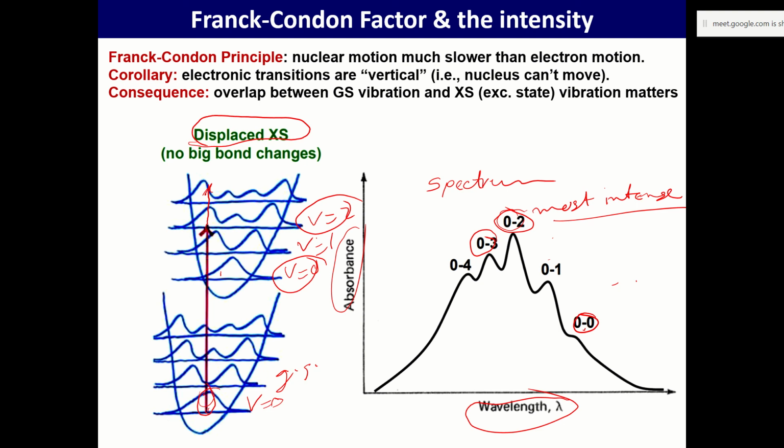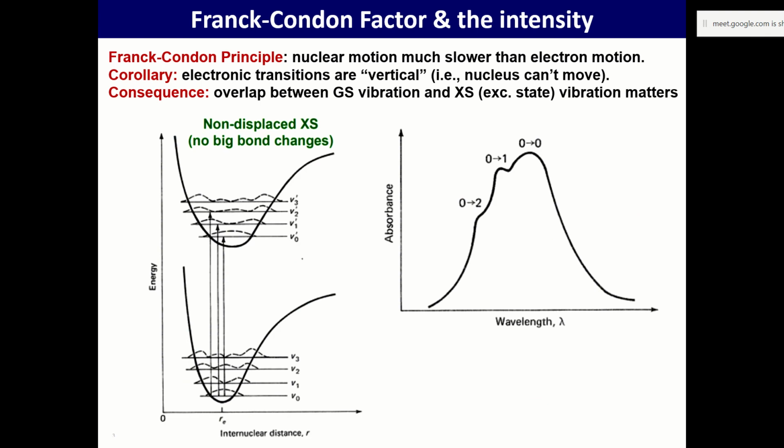So this is what we normally encounter for most of the molecules, not all of them, but in maximum cases this is what happens. This kind of displaced electronic ground state, electronic excited state is displaced like this, and then you can have this kind of vibrational lines appearing on this.